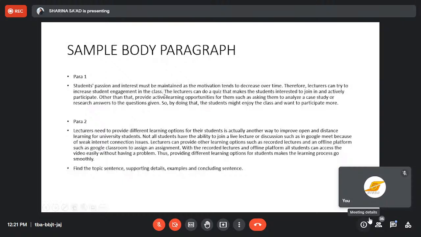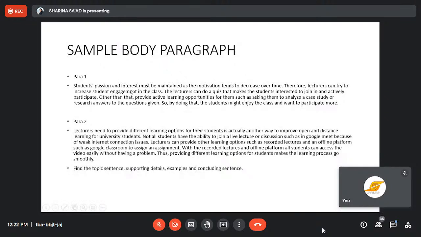This is the point of lecturer can try to increase students' engagement. Okay. Can you tell me where is the topic sentence in this paragraph? Is it the first sentence or is it the second sentence? In paragraph 1, is the topic sentence the first sentence or the second sentence? It is the second sentence. No, even though I have mentioned that you should write it as the first sentence, but this student, she wrote the topic sentence in the second sentence, but still it is correct.